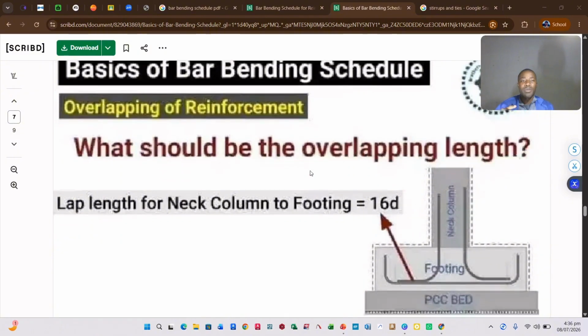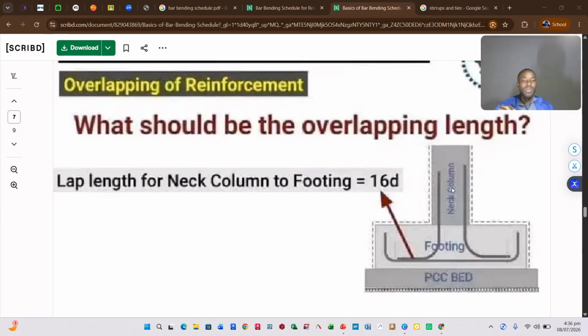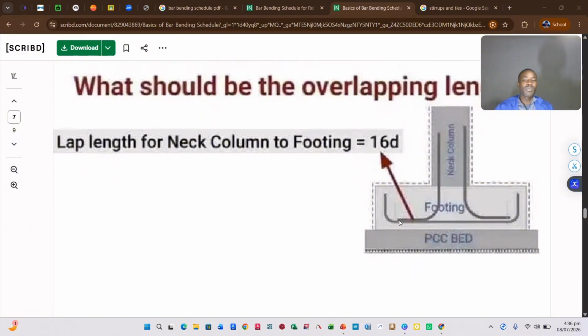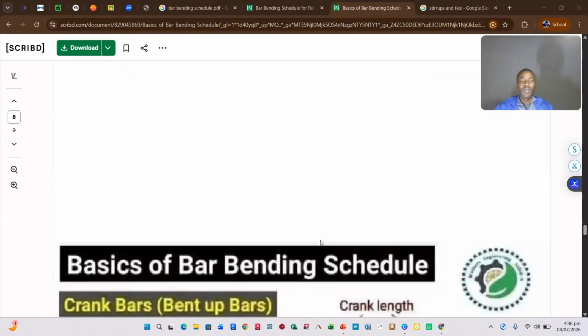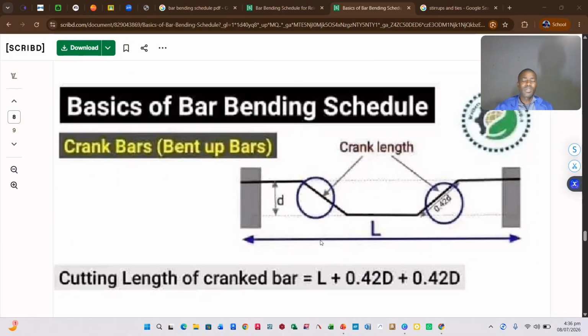Now, overlapping reinforcement. For example, in a situation where you are connecting a neck column to the footing, of course, your reinforcement will have to overlap with the base of your basket reinforcement in your footing. So now, this distance here is called the lap length for neck column to footing. This distance is considered as 16D. Okay, the lap length for neck column to footing is 16D, 16 times the diameter. Then you have your plain cement concrete bed at your base there. Voila.